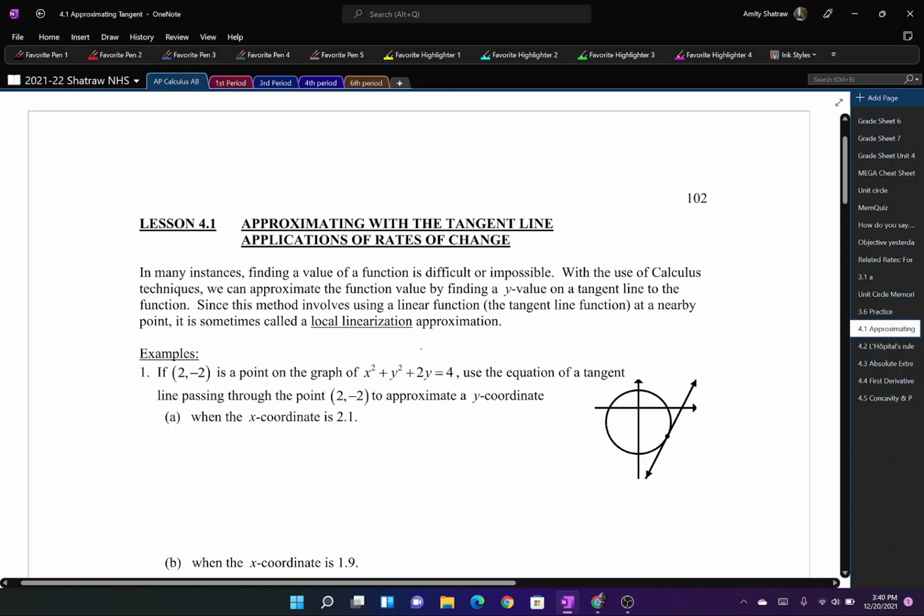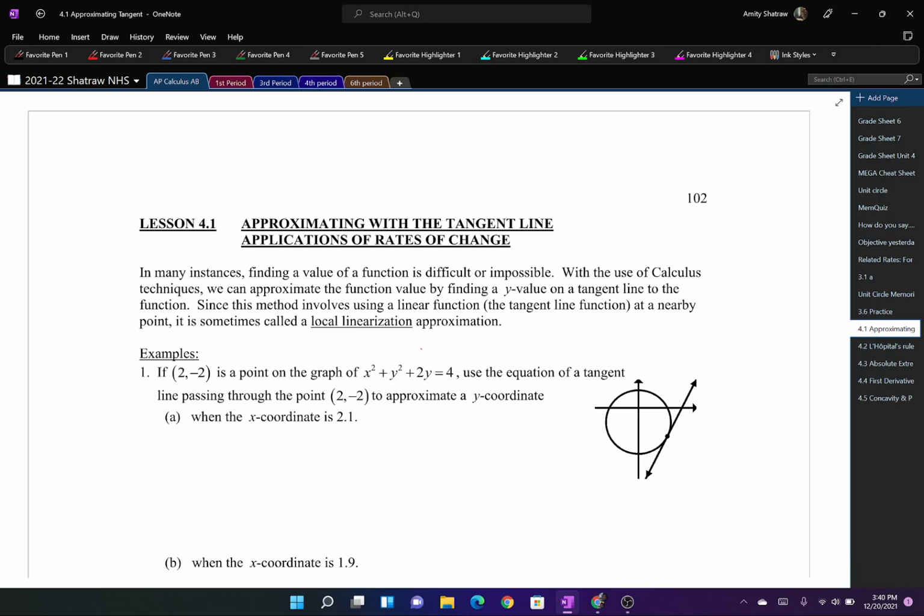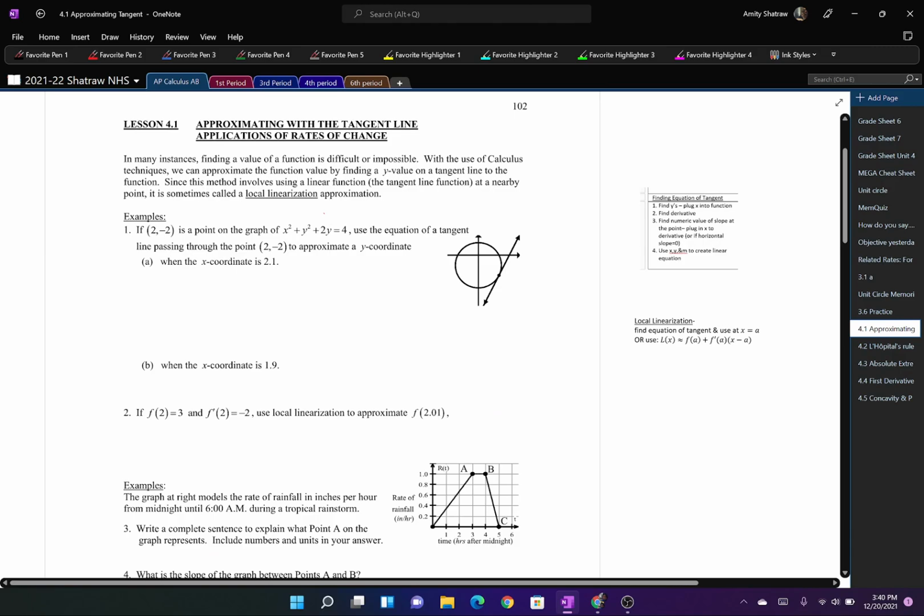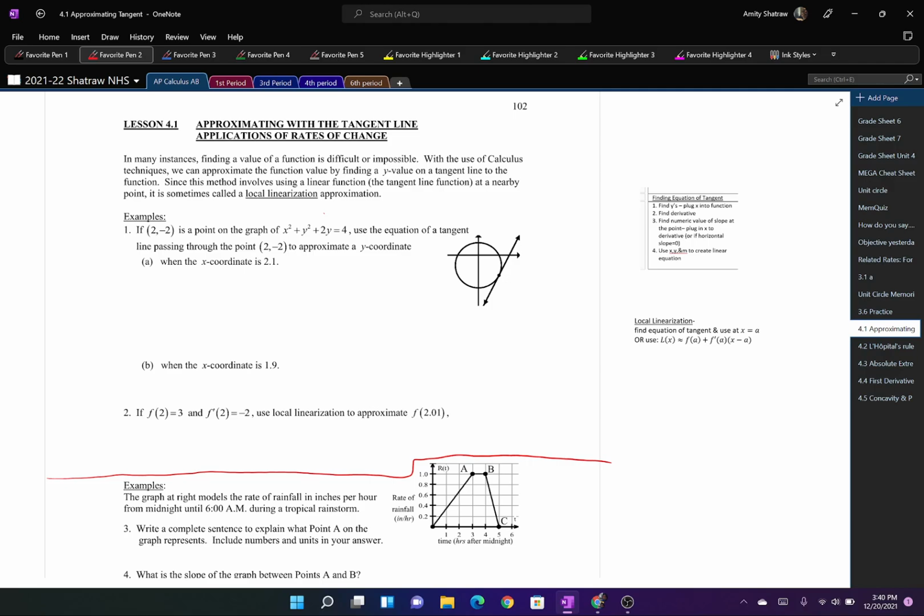Hey everybody, welcome to 4.1, Approximating with the Tangent Line and Applications of Rates of Change. These two ideas are sort of sandwiched in the same section, even though they're really pretty distinctly different. So let me go over approximating with the tangent line first.